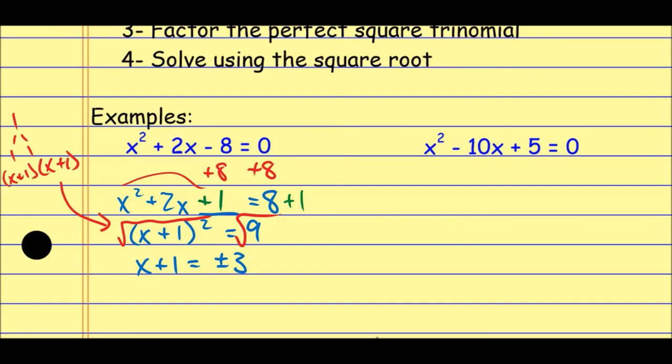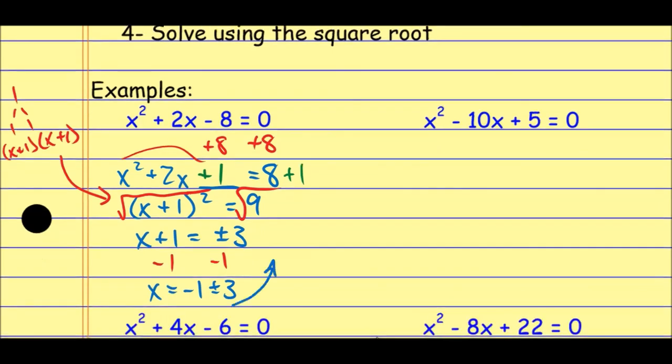Now I can undo what was in the parentheses by subtracting the 1 from each side. And just like before, here I've got x equals negative 1 plus or minus 3. Well, I should actually simplify those. Ready? If I continue to simplify, negative 1 minus 3 is a negative 4. Negative 1 plus 3 is a positive 2. And that's it. All right?